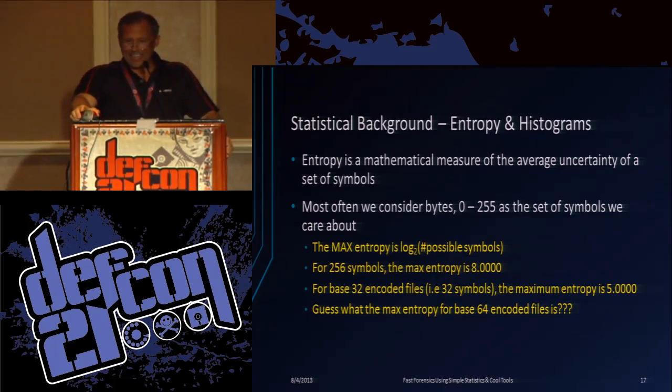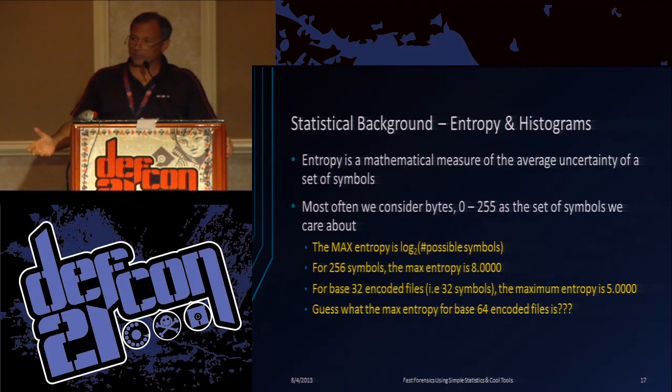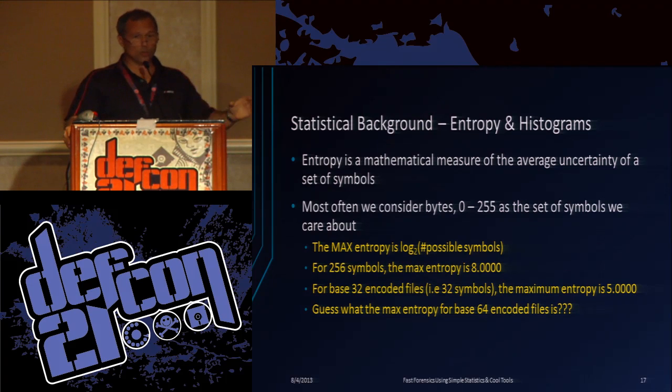All right. Usually we consider, of course, bytes with computers, 0 to 255. So the maximum entropy is the log base 2 of the total number of symbols. So log base 2 of 256 different symbols is 8. So the maximum entropy for a file can be 8. If that file is base 32 encoded, maximum entropy is going to be 5. I don't have an example in the slides this time, but you can actually tell if the base 32 encoding has encoded an encrypted file or if it's encoded a text file just by using this tool.